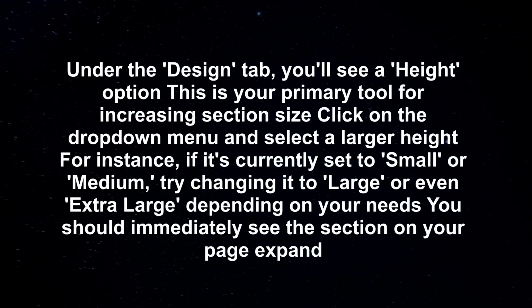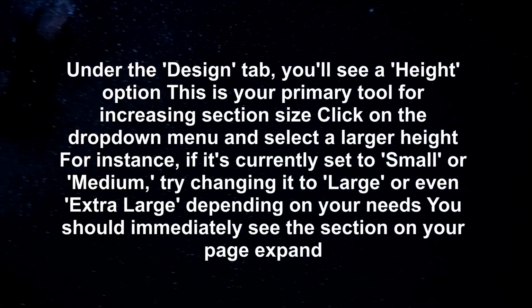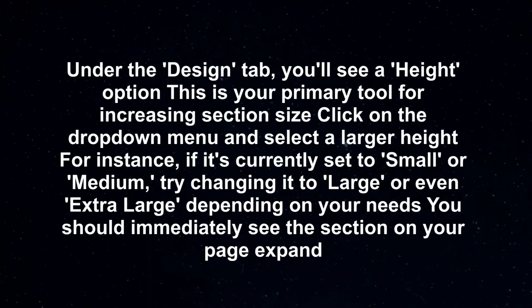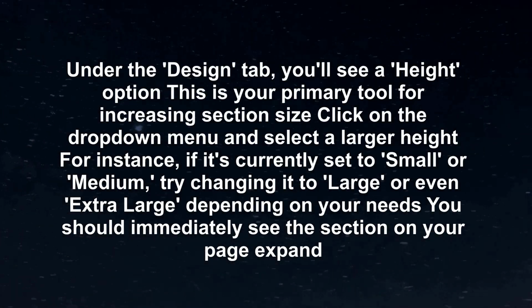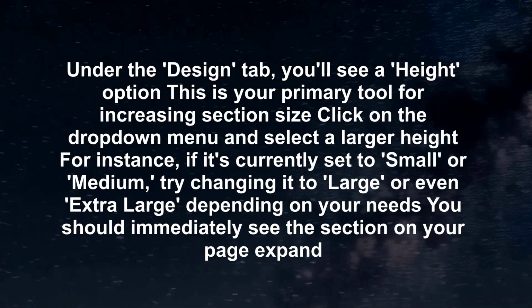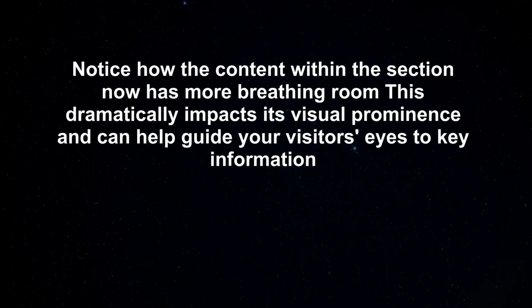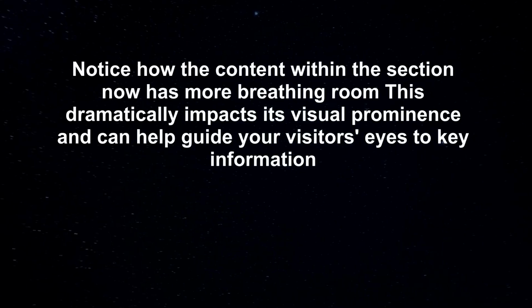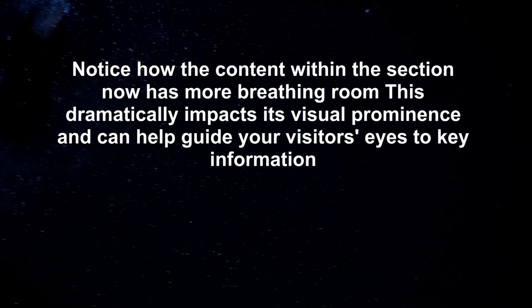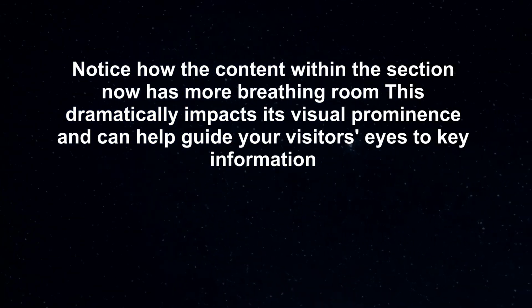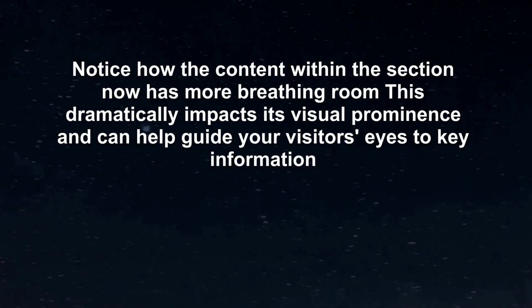Click on the drop-down menu and select a larger height, for instance. If it's currently set to small or medium, try changing it to large or even extra large. Depending on your needs, you should immediately see the section on your page expand. Notice how the content within the section now has more breathing room. This dramatically impacts its visual prominence and can help guide your visitors' eyes to key information.